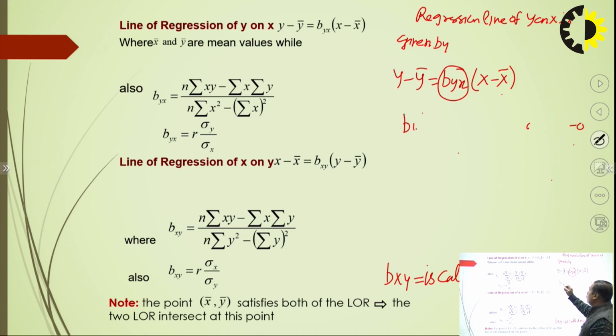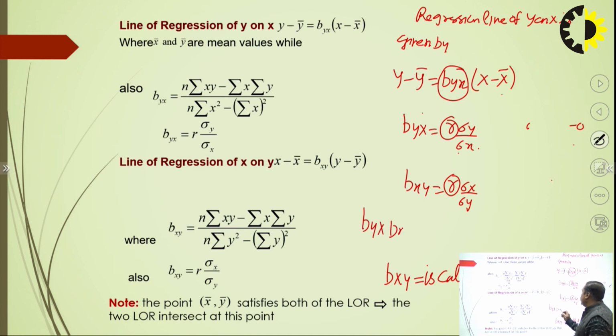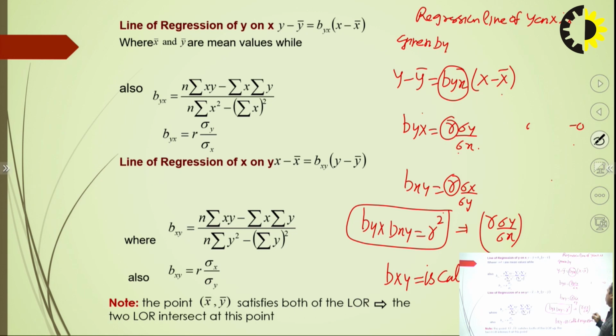Byx is also calculated by the relation r sigma y upon sigma x, where r is the coefficient of correlation, and bxy has the relation r sigma x upon sigma y. On multiplication, byx into bxy is equal to r square, the square of the coefficient of correlation, because r sigma y upon sigma x into r sigma x upon sigma y cancels out and becomes r square.